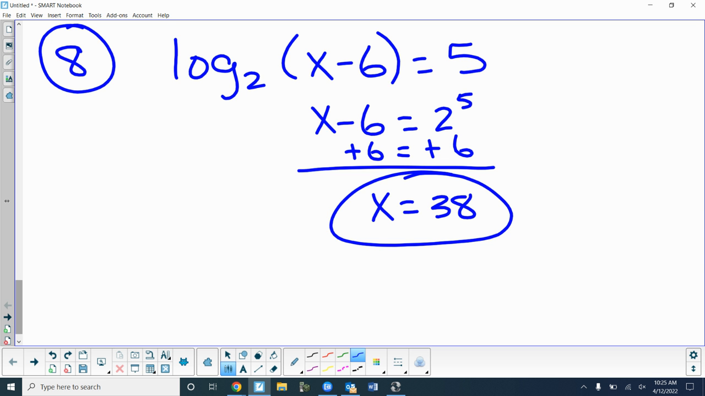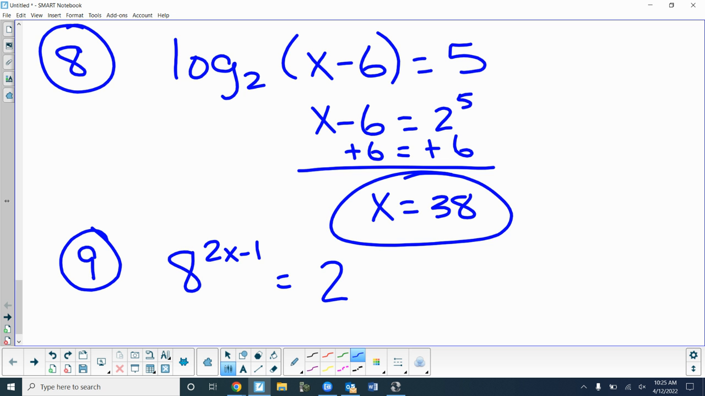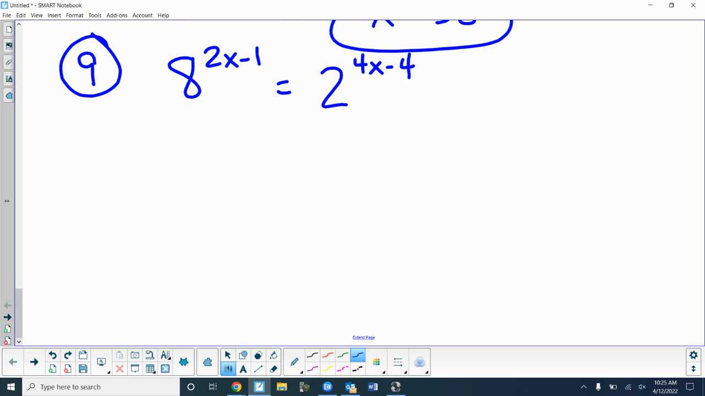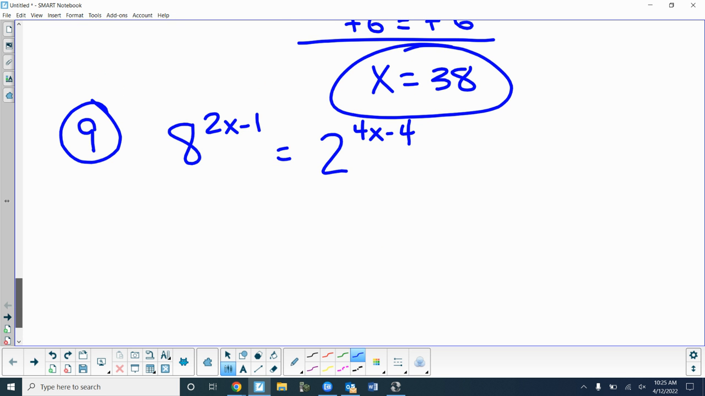log is. All right, 9 and 10 are exponential equations. And how do I get these exponents to the main level, ground level? How do I put them out front? What do I have to do to both sides? Turn them into what? Logs, right?